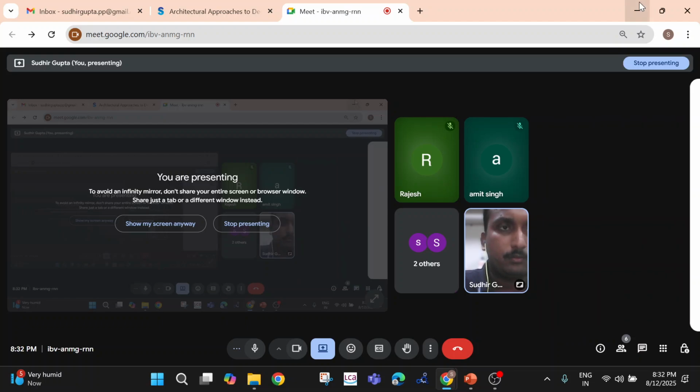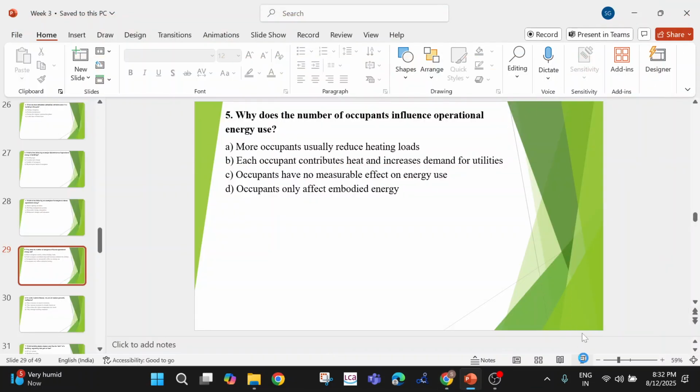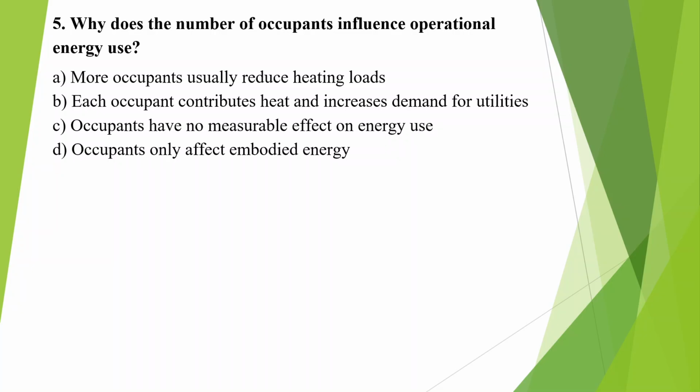B. So whoever has opted for option B is absolutely correct with their concept. Each occupant will be contributing heat with their metabolism, based on the activity they are performing in the room, whether sleeping or walking or sitting or doing exercise. Based on that, they will be contributing heat, and that increases the demand for utilities. That's fine. So option B has been opted for by most of you, and it is the correct answer. So let's move to the next question then.